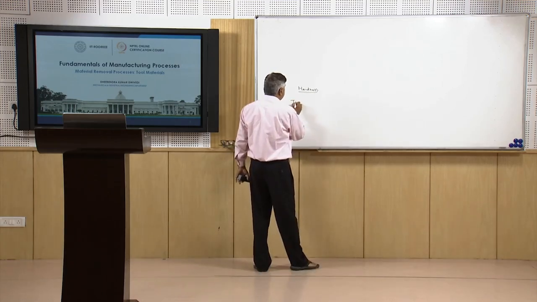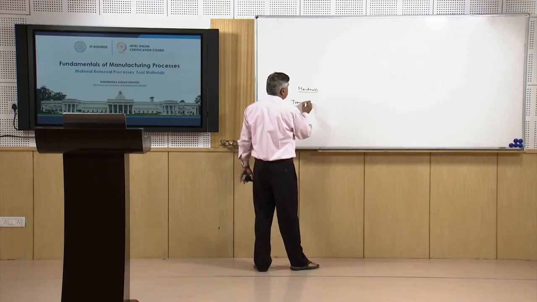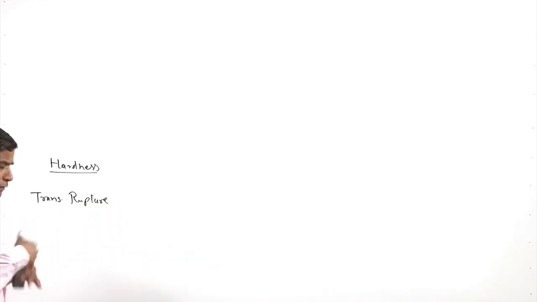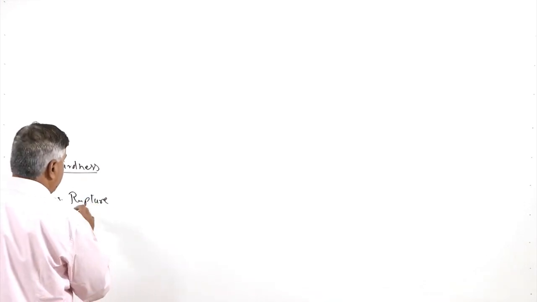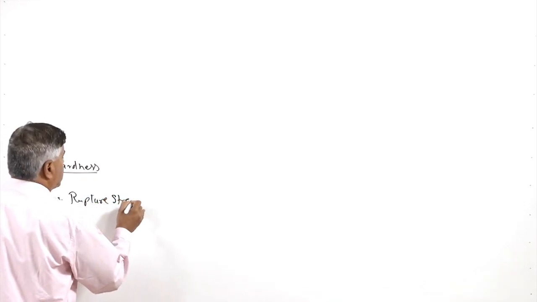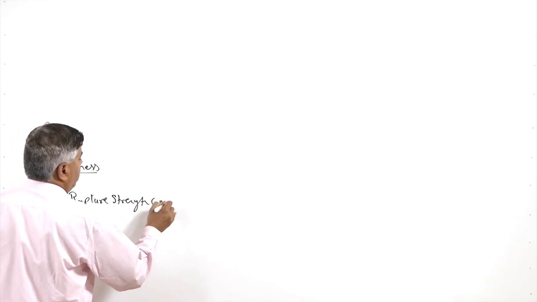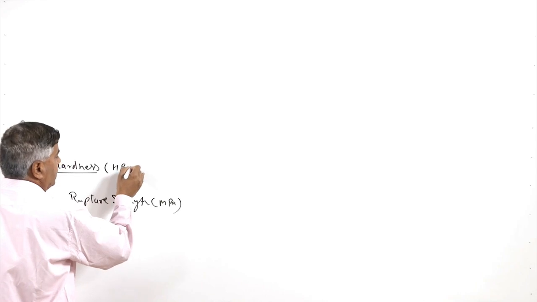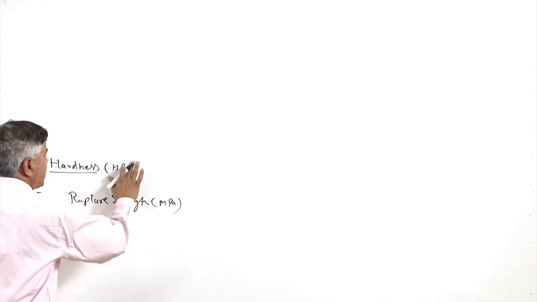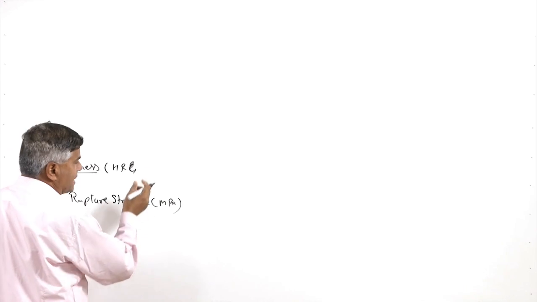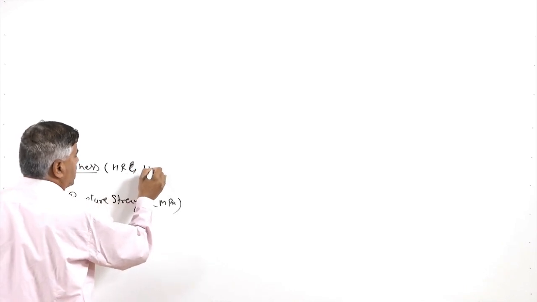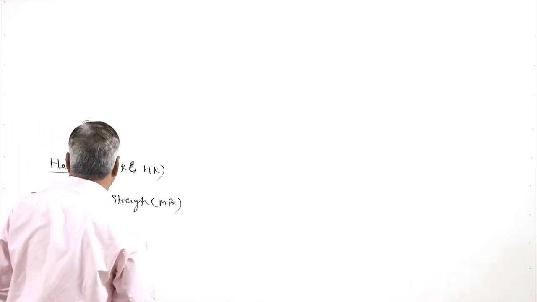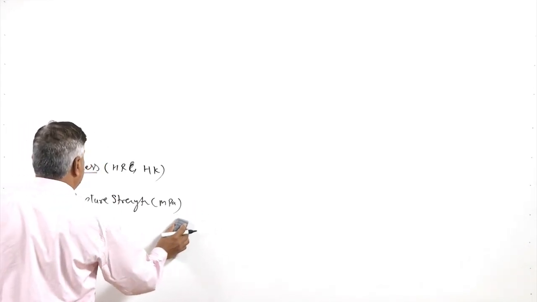Similarly, the transverse rupture strength is another parameter which is used to indicate the toughness of materials which are hard and brittle. This is expressed in MPa, while for the hardness of hard materials, common scales are HRC, Rockwell hardness on scale C, as well as the Knoop hardness, which is represented as HK. These are the two common parameters used for indicating the hardness.